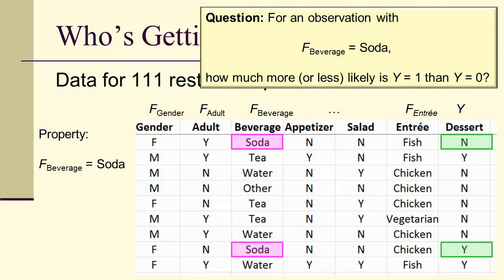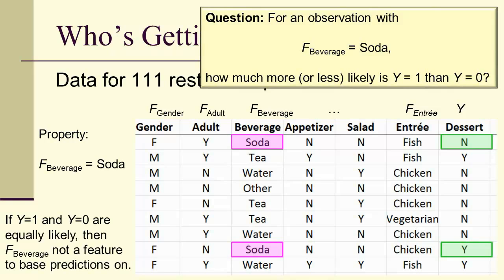And in one case, they got dessert. In one case, they didn't. And so we'd like to know, for an observation in which the beverage is soda, how much more or less likely are we to get y equals 1, they're getting dessert, than y equals 0. If y equals 1 and y equals 0 are equally likely, then the feature beverage is not a feature to base predictions on.